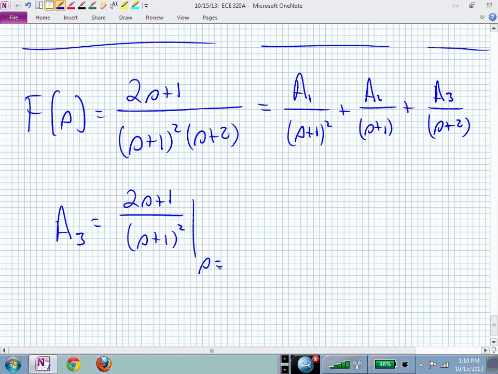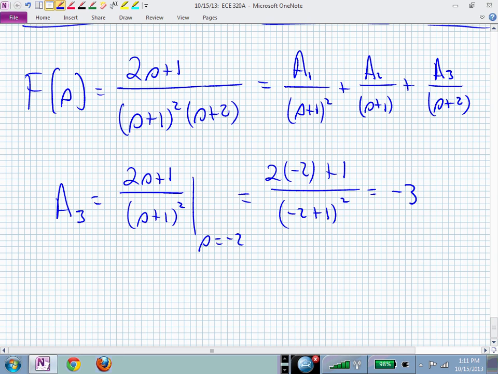And at what value of s do I evaluate? If I do that, I end up with 2 times -2 plus 1 over -2 plus 1 squared. So I end up with 1 in the denominator and a -3 in the numerator.